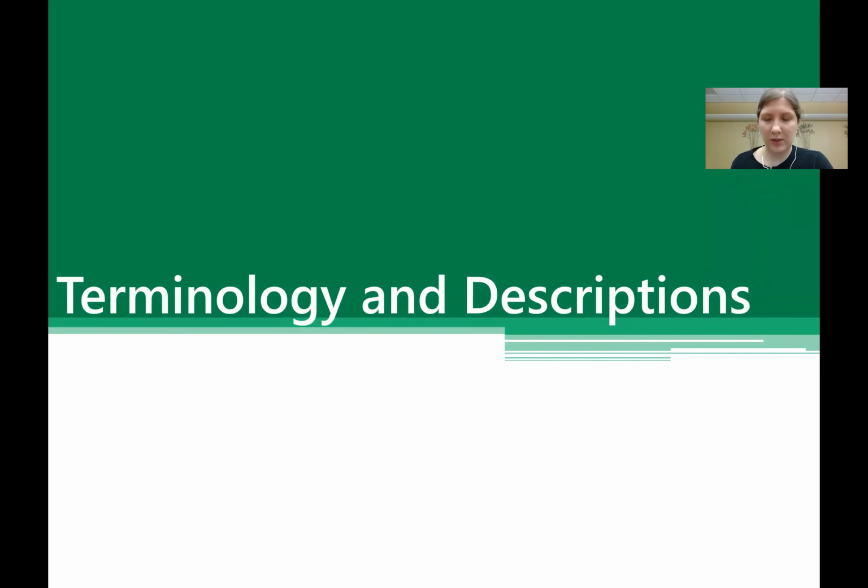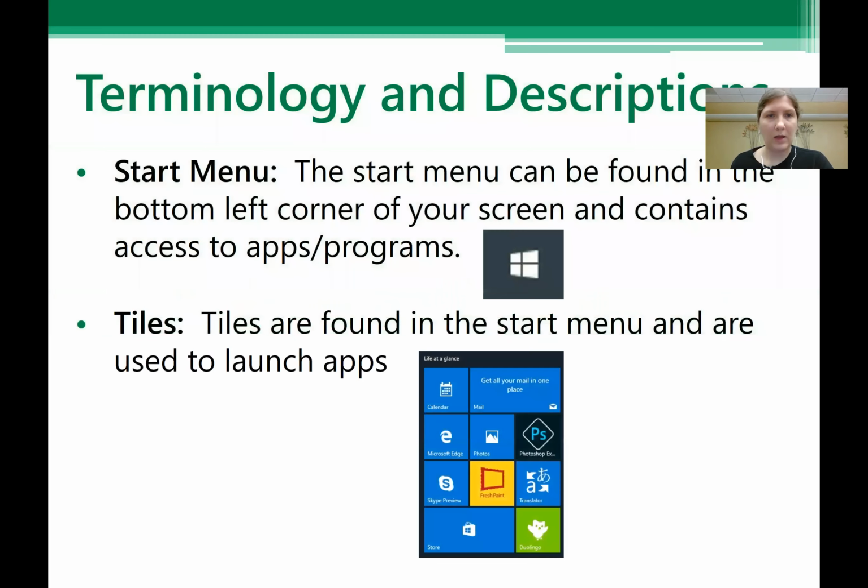So first, terminology and descriptions. First, we'll start with the Start menu. That can be found in the bottom left corner of your screen and contains the way to access the applications and programs. You can see the little icon, what it looks like here. It kind of looks like a Windows pane. Also, in Windows 10, they have what's called tiles. They can be found in the Start menu, and it is one way that you can use to start or launch applications. It's also a quick way to access them.